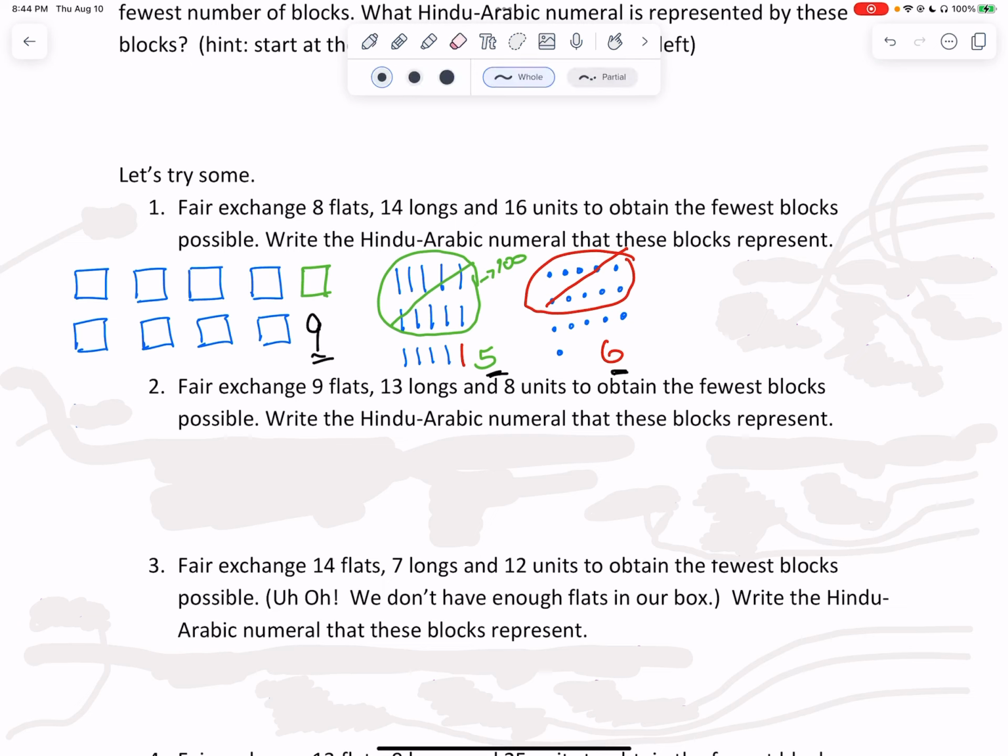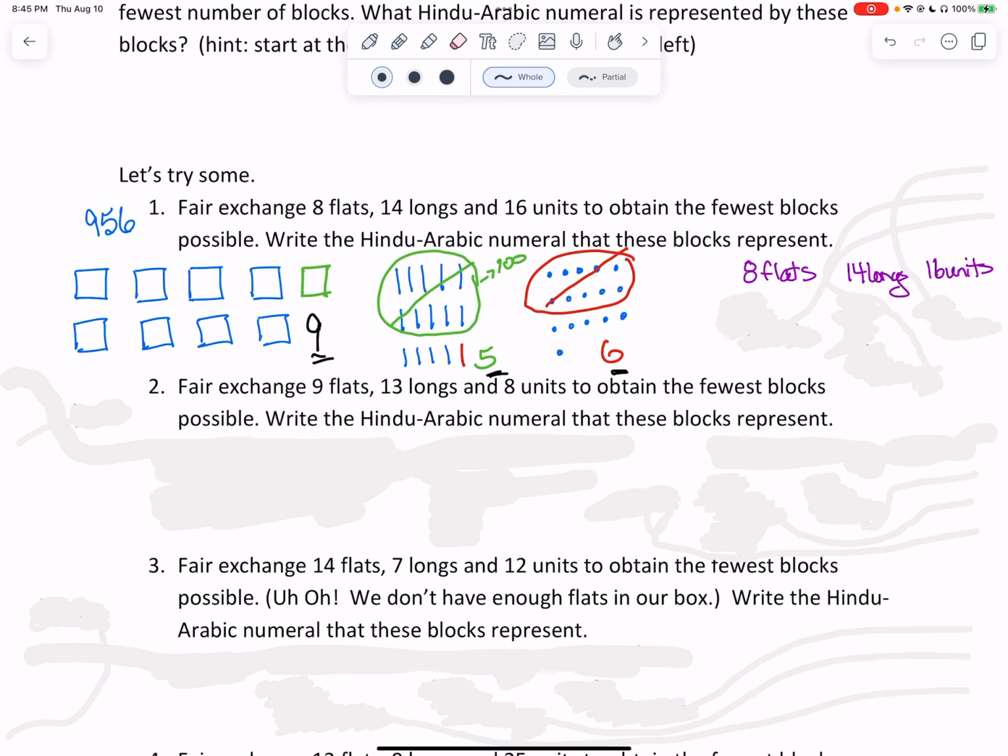So that means our number is 956. Okay, so let's look over here. Let's say I didn't actually have any manipulatives. Now we're going to go from manipulatives to actually writing it down. So we're going a little more abstract for our students.